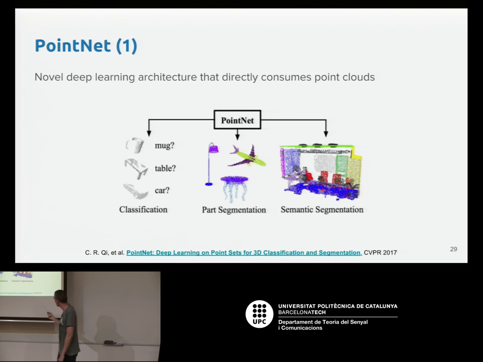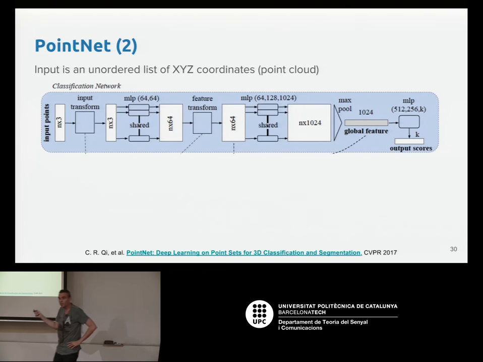This is PointNet, presented in 2017, so really, really now. And they propose a network which inputs a point cloud, and they use it for classification and semantic segmentation. So it actually works in many different applications. And the network that they propose is this one. I don't want to go into the details, but the idea is that the input is directly this XYZ list of points.